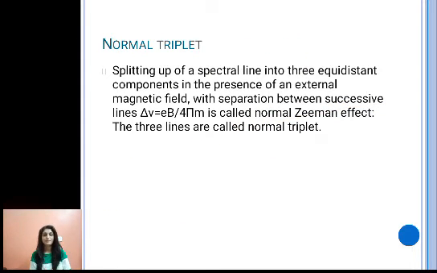So normal triplet, let us define what is normal triplet. Splitting up of a spectral line into 3 equidistant components in the presence of an external magnetic field with separation between successive lines equal to eB upon 4 pi m, that is called the normal Zeeman effect, and the 3 lines are called the normal triplet. So what are the 2 important conditions? That separation between successive lines should be eB upon 4 pi m, and we should get 3 equidistant components.